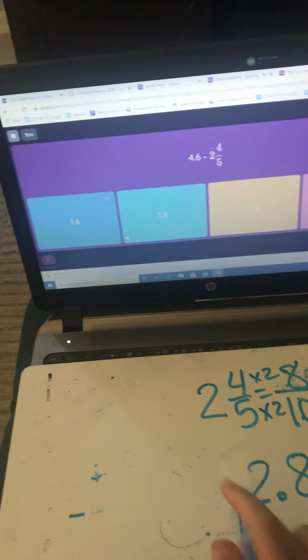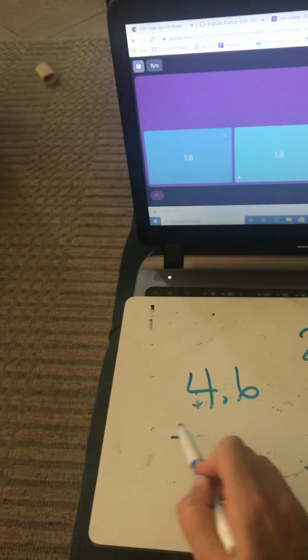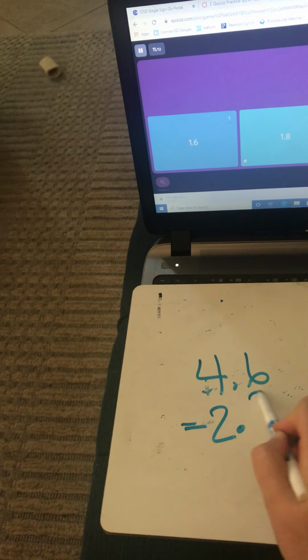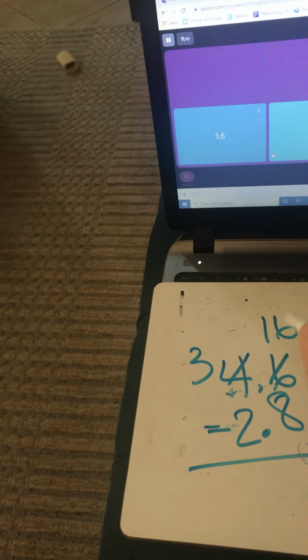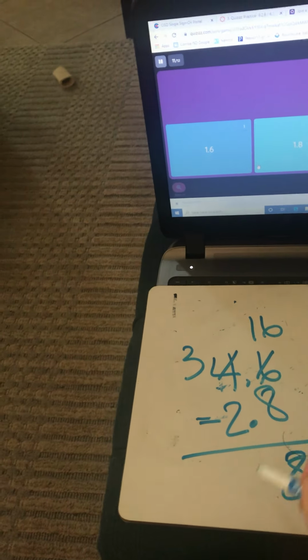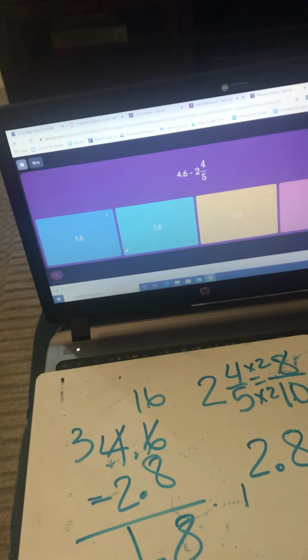And if I have 4.6 and subtract 2.8, I can get my answer. I need to regroup. 16 minus 8 is 8. 3 minus 2 is 1. So 1.8 is my answer.